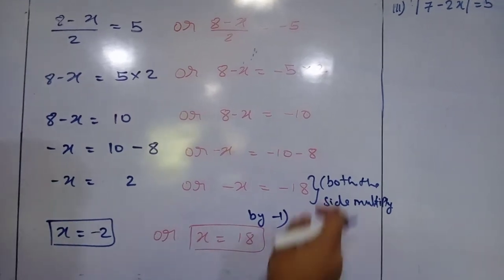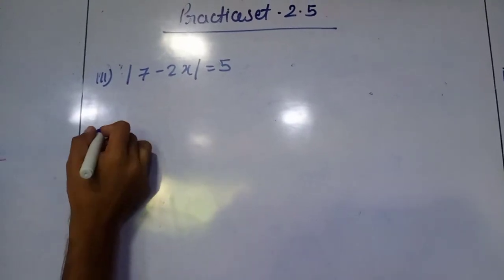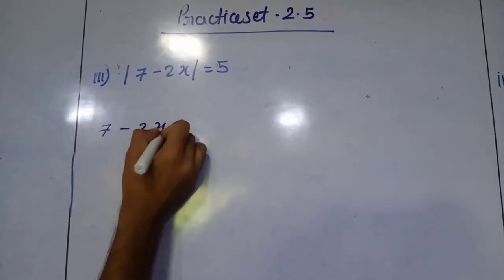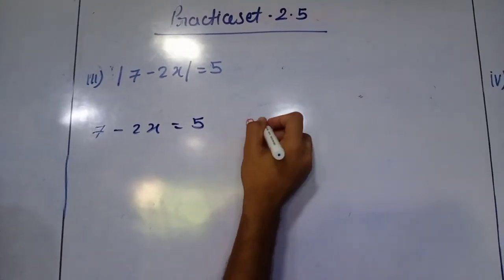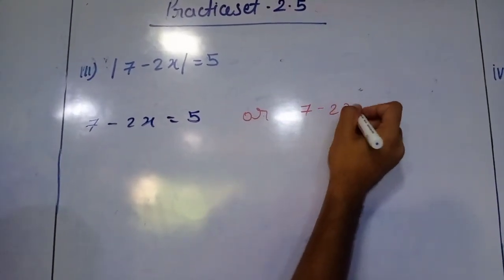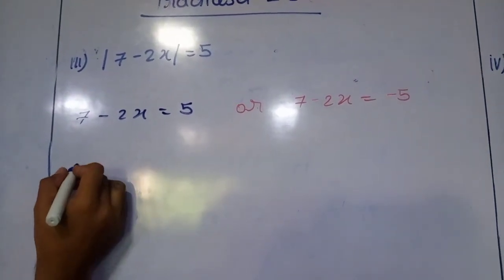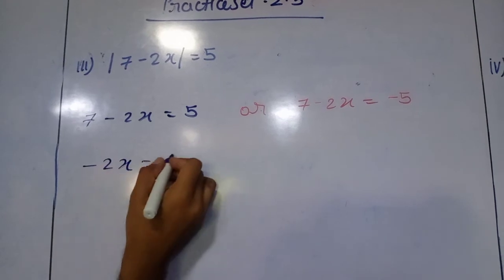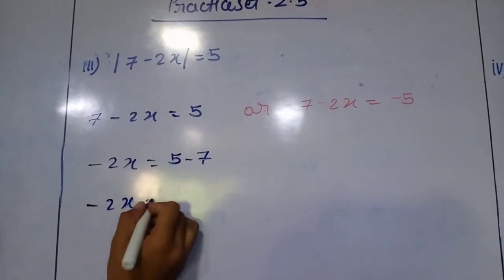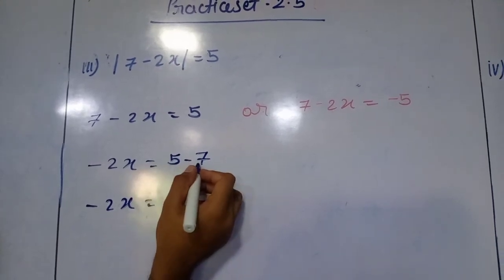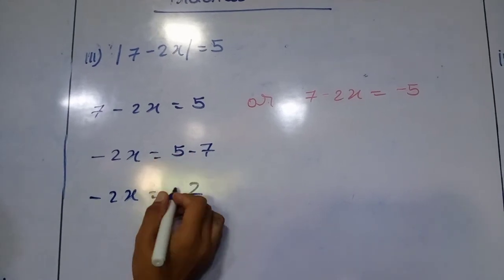Now next is the third sum. 7 minus 2x is equal to 5. So 7 minus 2x is equal to plus 5, or 7 minus 2x is equal to minus 5. Let's solve the first one. Minus 2x is equal to 5, this plus 7 will become minus 7. Minus 2x is equal to 1 plus and 1 minus. Do the subtraction, 7 minus 5 is 2. Sign of the bigger one, that is minus.